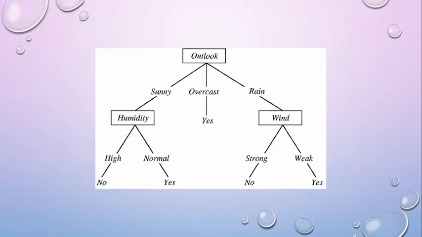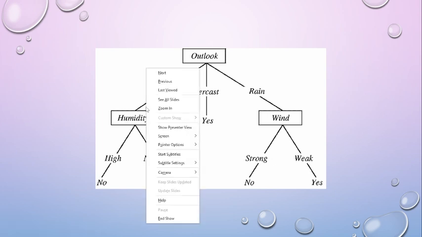Let's see the diagram. Let's assume that you have an outlook scenario where you have sunny, overcast, and rain. If you go to humidity, you can say high or normal. High means no, or we can take the condition no, normal yes, and for rain you can say wind flow is there. You can say strong yes, strong no, or weak no, yes. Like that you can predict here. And let's go for the algorithm.